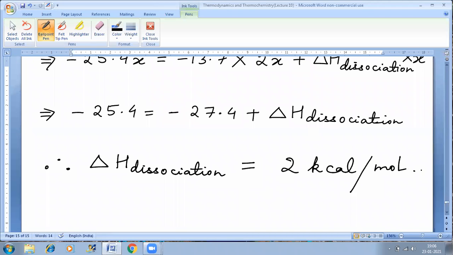इसको सॉल्व करोगे तो उसको उस तरफ लेके जाओगे तो 2 किलोकैलोरी पर मोल आ जाएगा. This indicates, positive value indicates that energy is absorbed. देखो by default plus ही आया है ना. Always remember delta H dissociation will be positive क्योंकि heat is absorbed in order to ionize a weak component. Thank you.